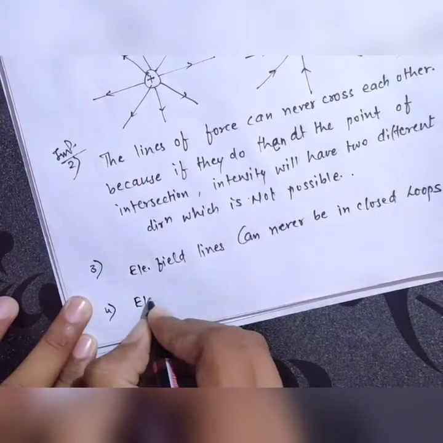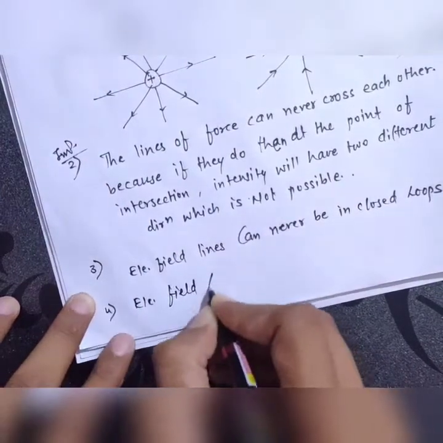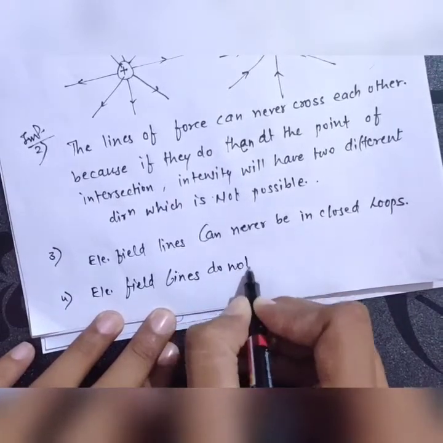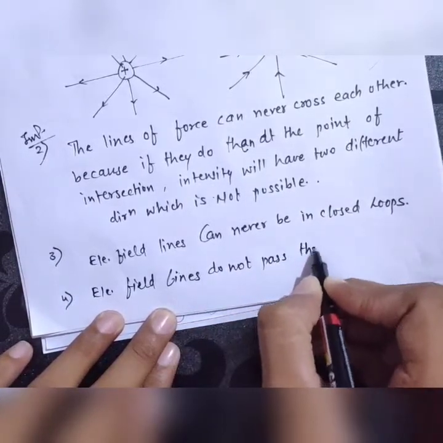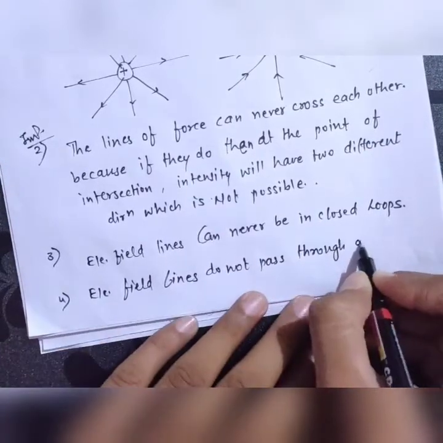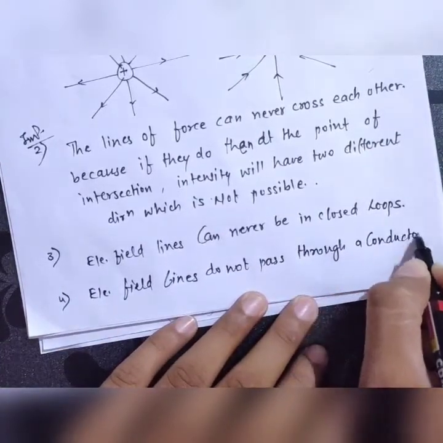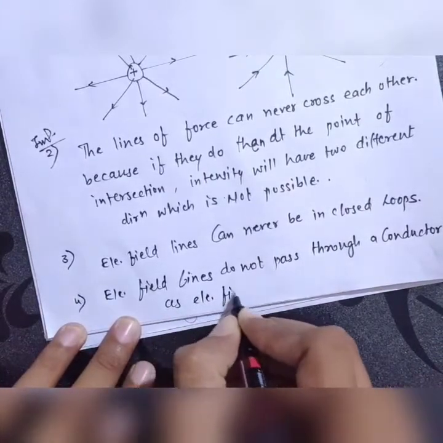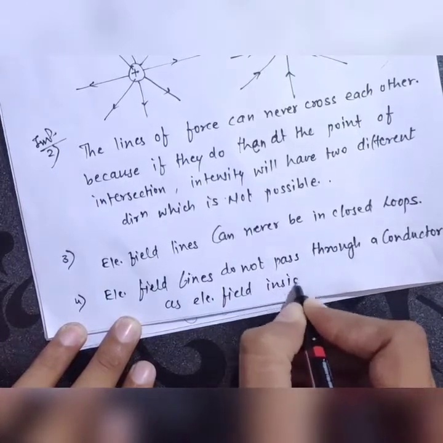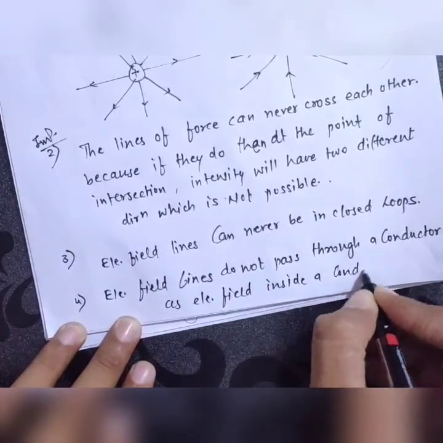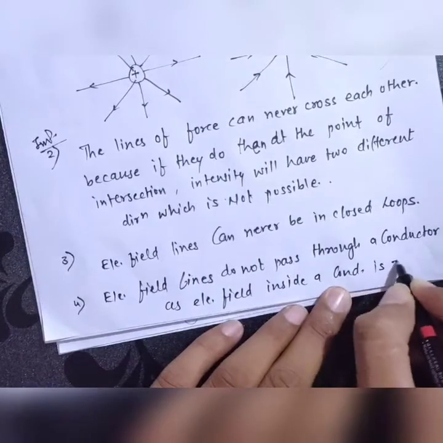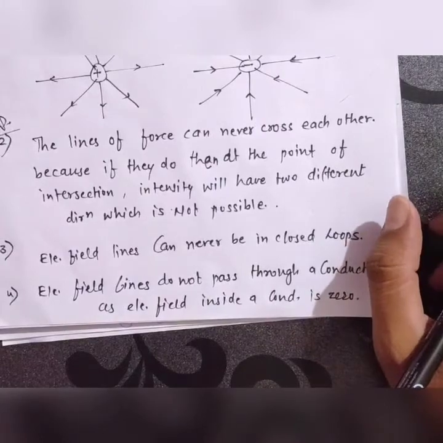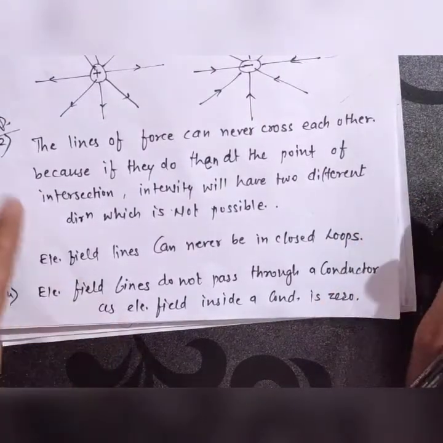Fourth, electric field lines or lines of force do not pass through a conductor, as the electric field inside a conductor is zero. Electric field inside a conductor is zero, so electric field lines do not pass through a conductor.